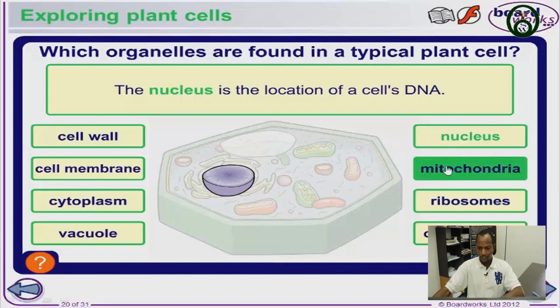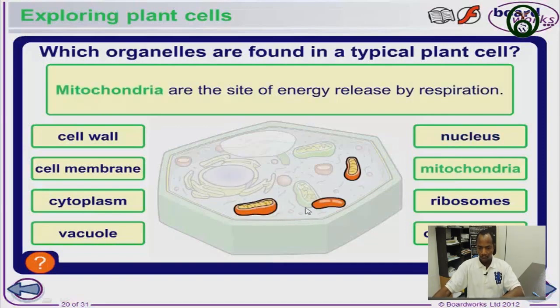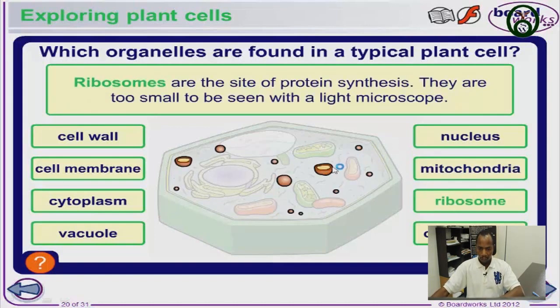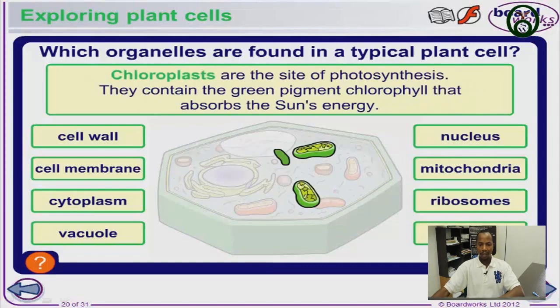Okay, what about the mitochondria? The mitochondria, like this one, this one, this one, are the site for the energy released by respiration. Now, what about the ribosome? Look at the structure, how they look. The ribosomes are the site for protein synthesis, meaning this is where proteins are produced in the body. Okay, what about the chloroplasts? The chloroplasts are the site for photosynthesis. This is where the plants manufacture their own food because they contain chlorophyll, which is a green pigment that helps to trap sunlight energy.